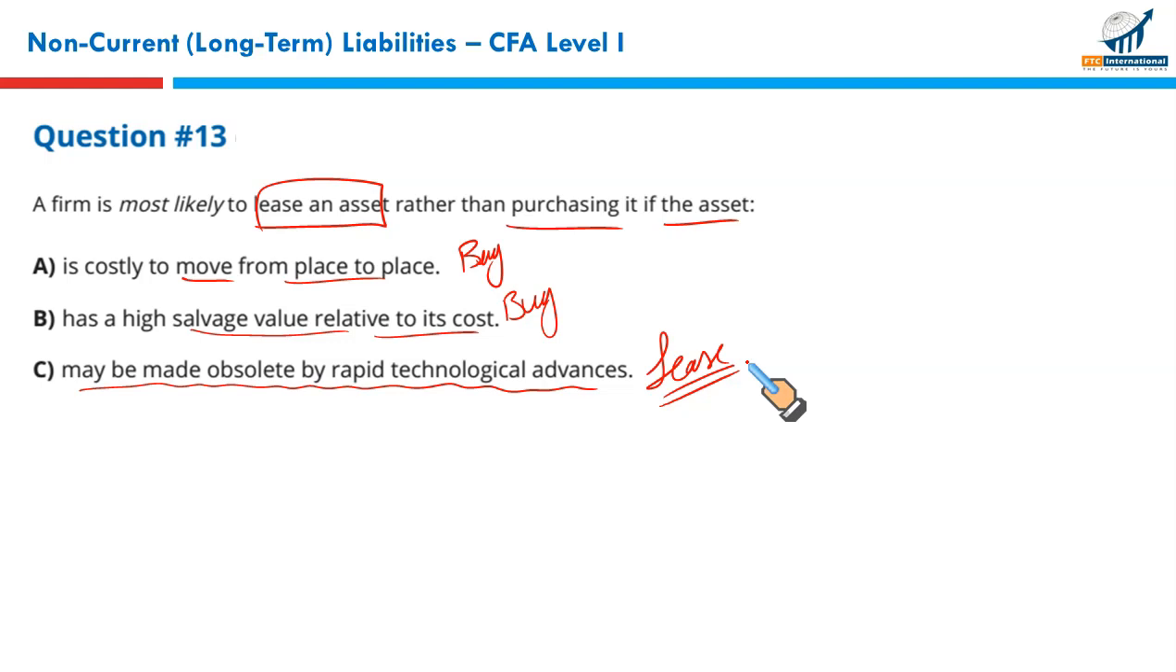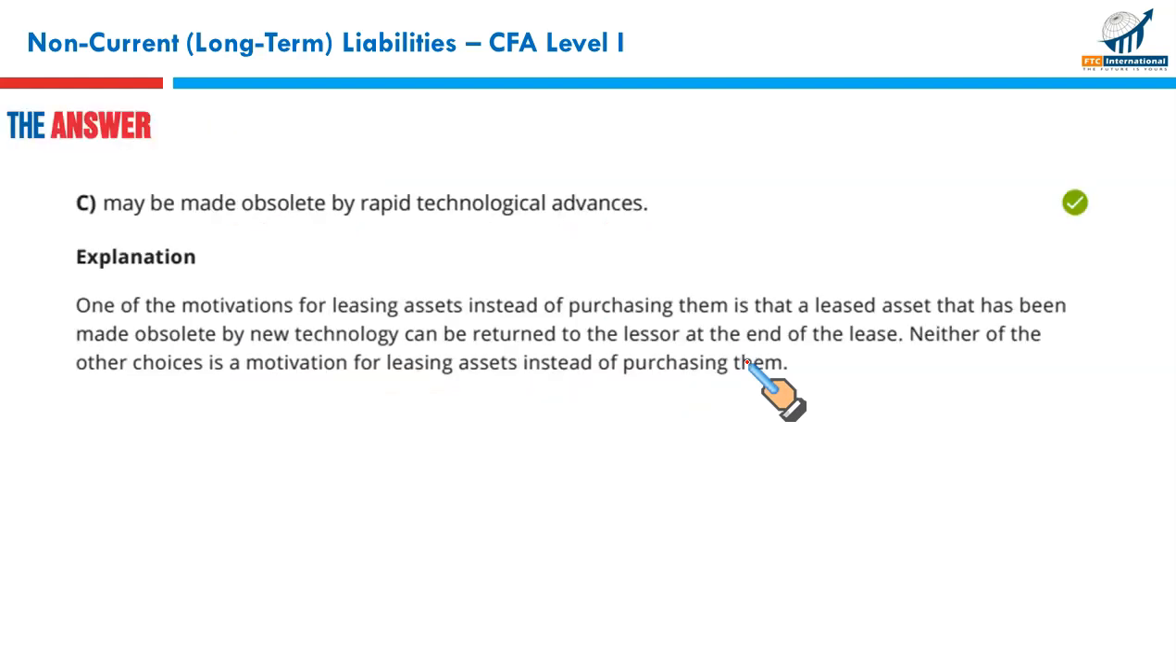If the asset becomes obsolete rapidly because of technological change, then it's better to lease and then come out of the lease agreement before the lease reaches its maturity, if it's cancelable, right? So that makes C the correct option. Moving on.